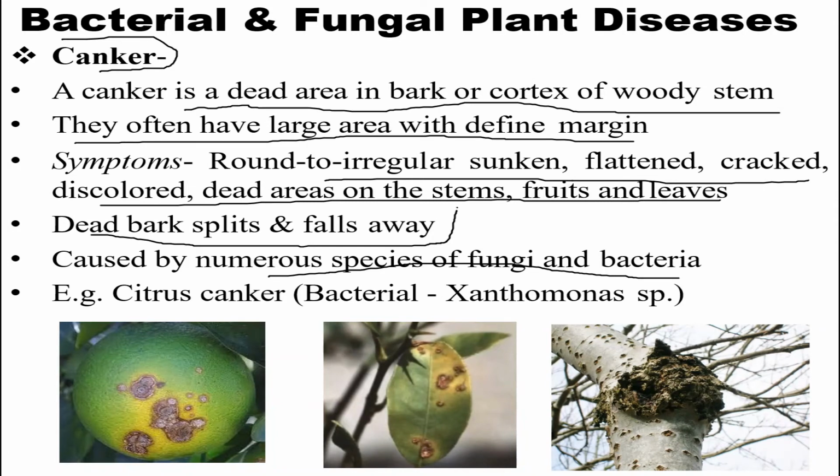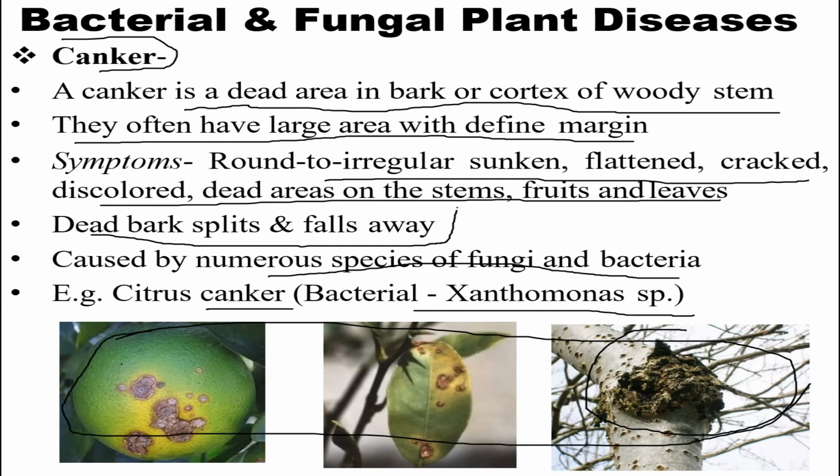Some of the examples would be citrus canker, which is caused by bacterial species of Xanthomonas. There are some pictures, as you can see. This disease can be present in leaves, roots, or stems. These are some of the evident pictures of canker disease.